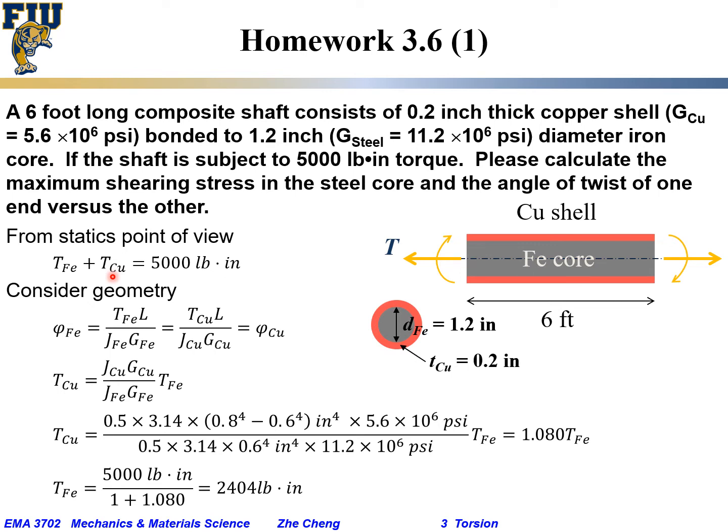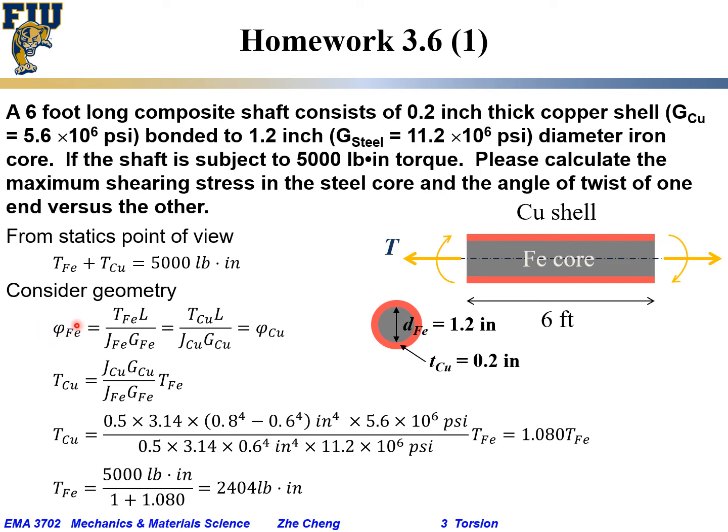Then we have to, like any other statically indeterminate problem, consider geometry or deformation. We said it's a composite beam, with strong bonding between the iron core and the copper shell. As a result, essentially the angle of twist for the iron core, or Fe core, and the copper shell, or Cu shell, would be the same.